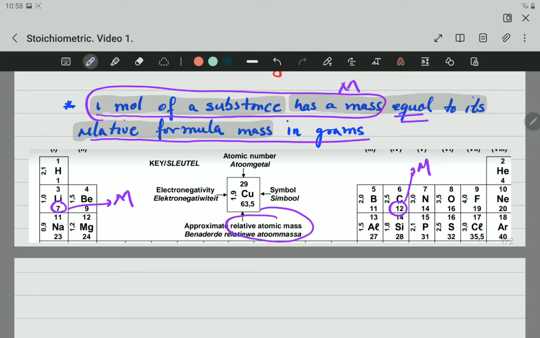So the mass of 1 mole of carbon will be equal to 12. The mass of 1 mole of lithium will be equal to 7. The mass of 1 mole of fluorine will be equal to 19, so the molar mass of fluorine is 19. I hope this is now quite clear. It's not that difficult, it's just confusing because the terms are very much the same.